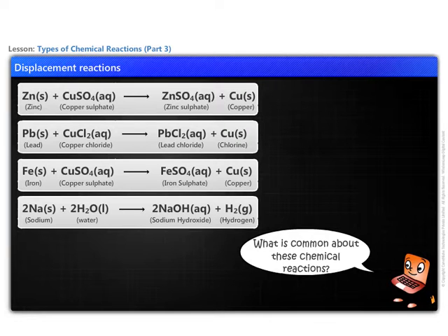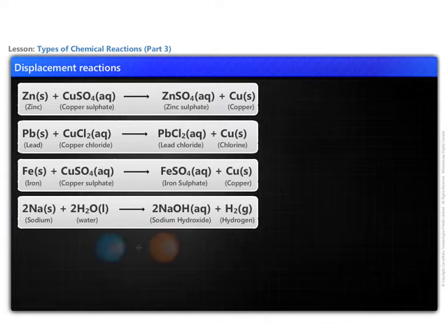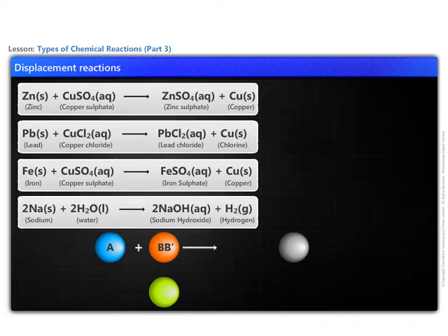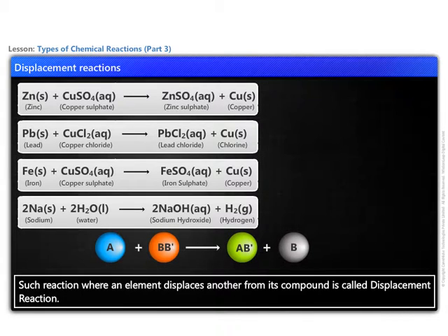What is common about these chemical reactions? Such reaction where an element displaces another from its compound is called displacement reaction.